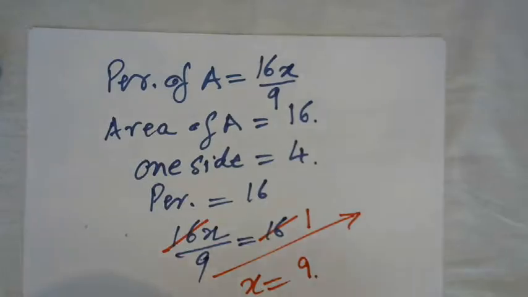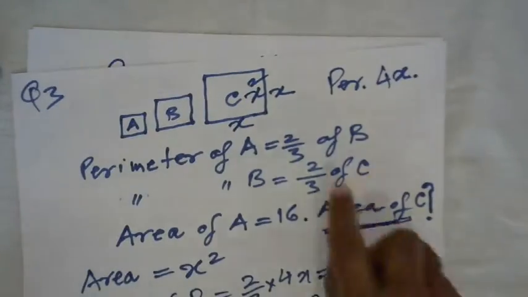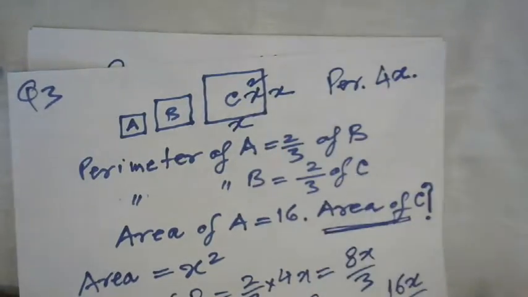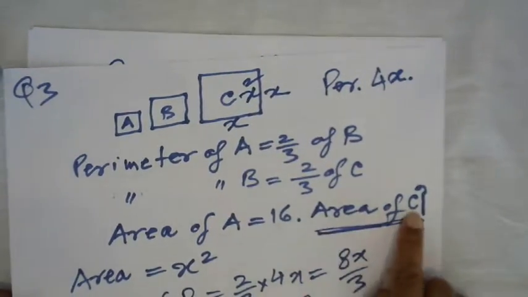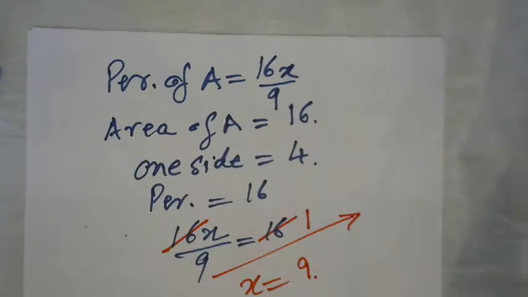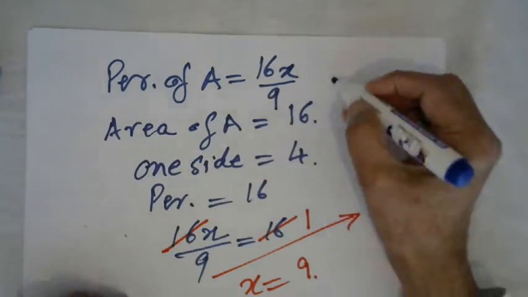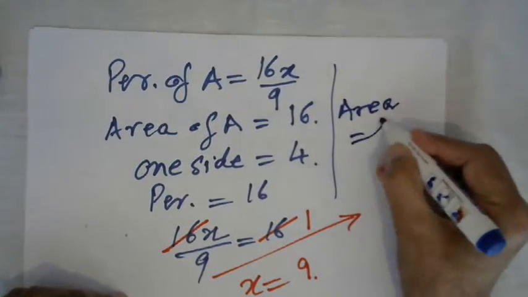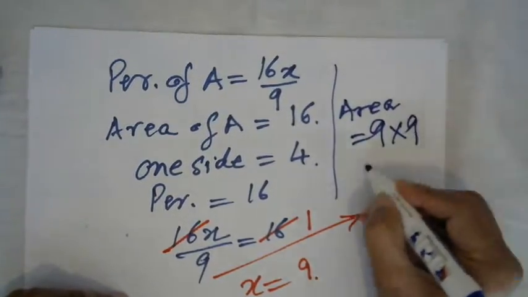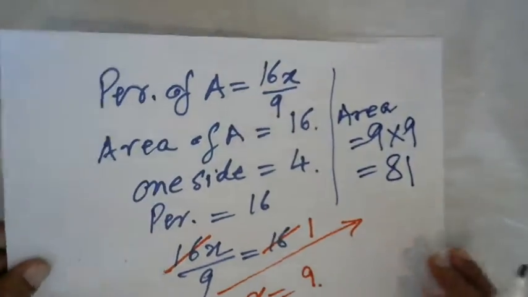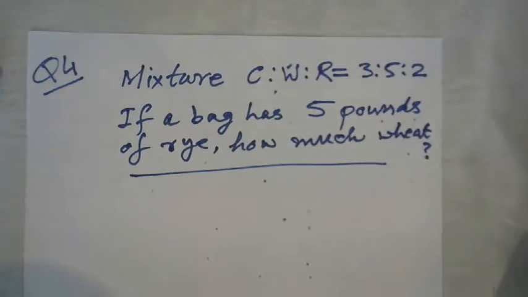What was x? If you remember, x was one side of C. And what are we required to find? The area of C. Now if we know one side of C, we know the area. So the area would be 9 times 9, which is equal to 81. That's the answer.